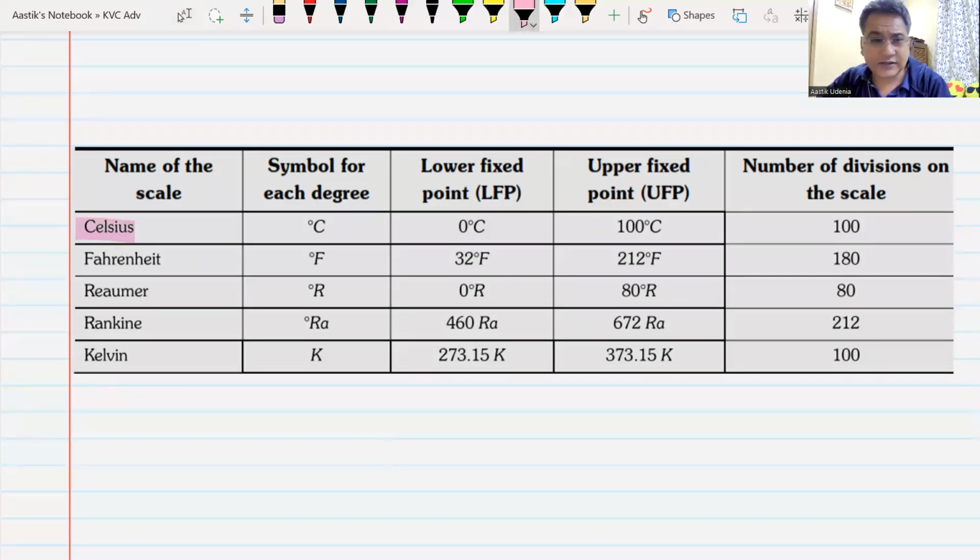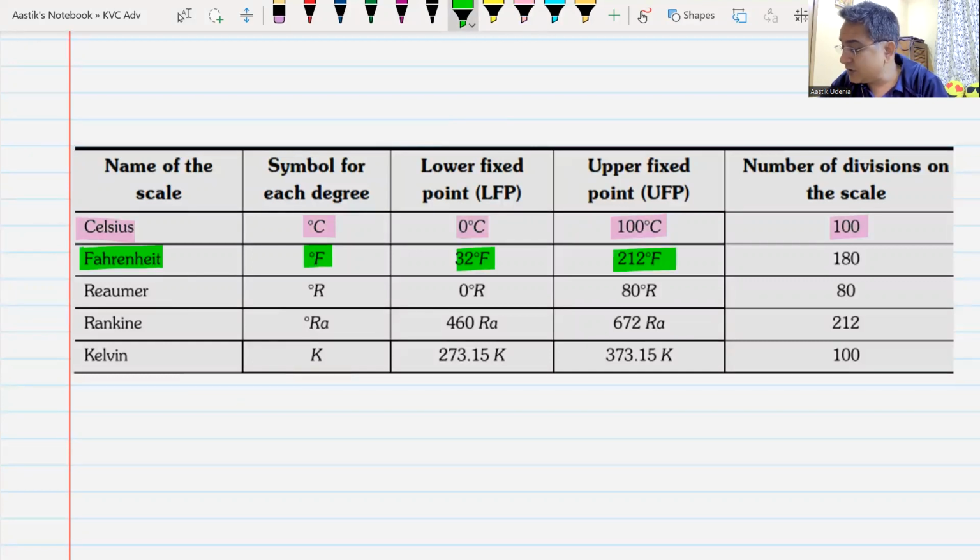The Celsius scale, the most widely used scale, degree Celsius, lower fixed point is 0 degree, upper is 100. The number of divisions is 100. For Fahrenheit, used in the US, degree Fahrenheit, 32 degree F, 212 degree F, the number of divisions is 180. Do we understand this? Yes or no? Yes, sir. So you can just write them down. I'll give you 2 minutes to write it down. Everyone understands this? Yes or no? Yes, sir. 2 minutes.